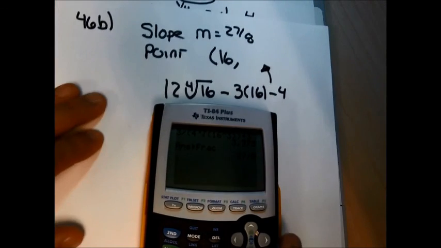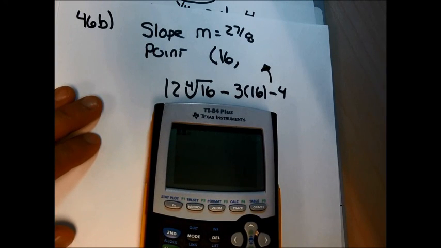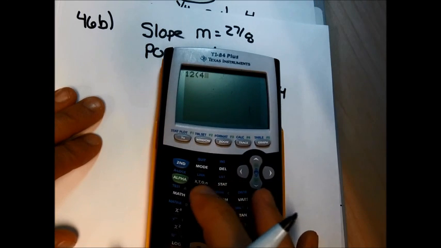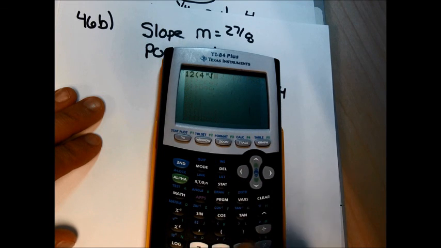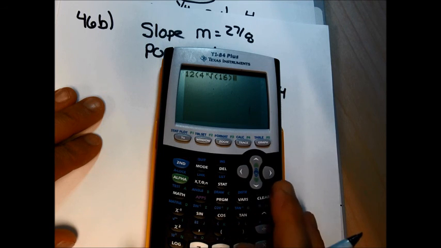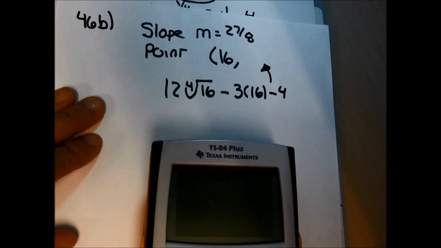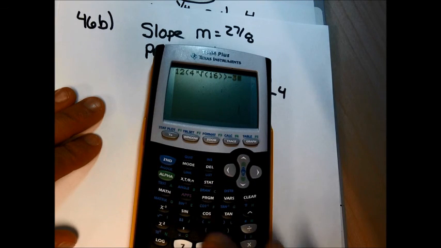So I'm going to go clear, 12 parentheses 4, math, go down to option 5, 4th root of 16. I'll go parentheses 16 parentheses, and then close the parentheses again. That's the first part, and then I do minus 3 times 16, and then minus 4. I get negative 28 for the y-coordinate of the point.